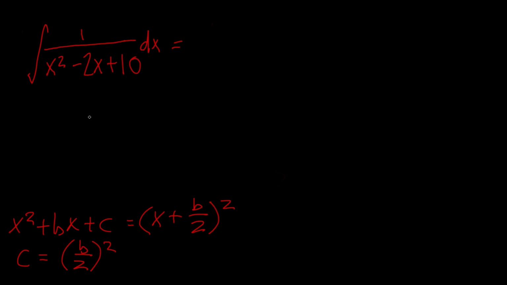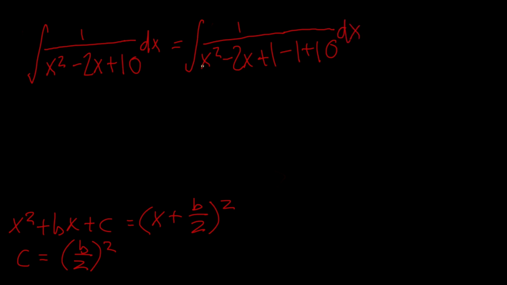So in order to complete the square here, we need to create a more convenient c. And c is defined as b divided by 2, squared. Our b is negative 2, so that makes our c positive 1. And so we should be able to rewrite this integral as 1 over x squared minus 2x plus 1, and in order to keep the value the same, we have to subtract 1. So the value of this integral didn't change at all, because we've added 1 and subtracted 1, virtually adding 0 to our integral.